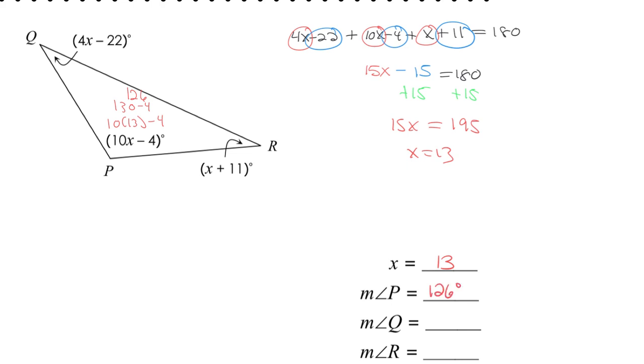Angle Q is going to be 4 times x minus 22. So 4 times 13 would be 52 minus 22 equals 30 degrees. And then we have angle R. Angle R is just x plus 11. So 13 plus 11, which would be 24 degrees.